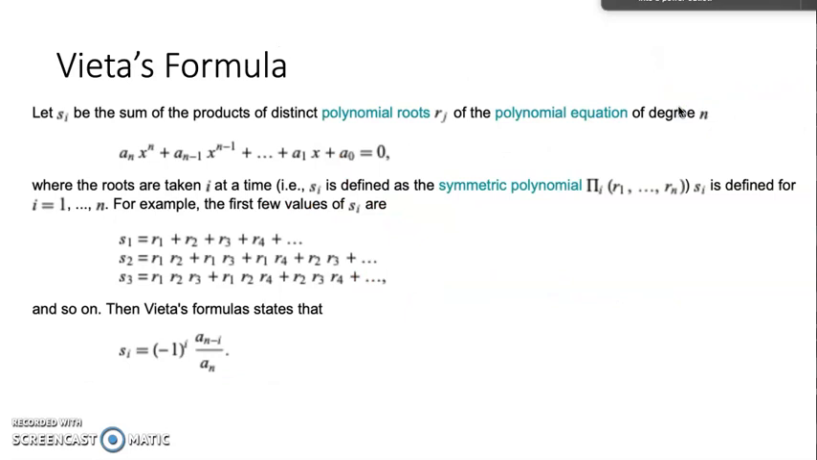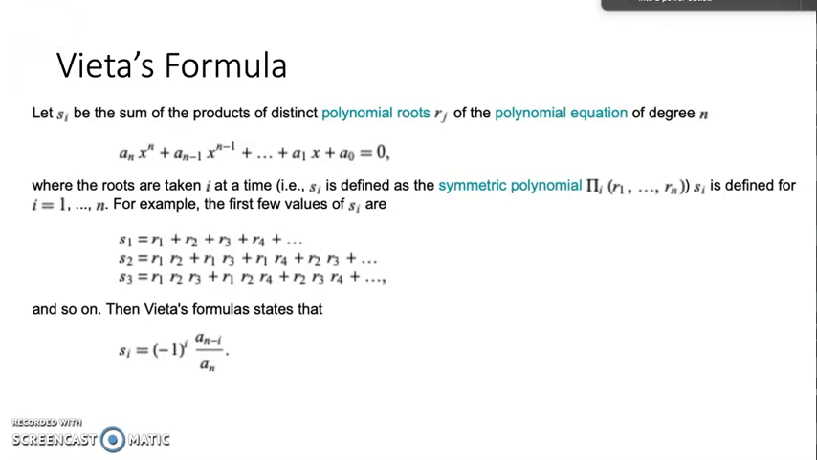The Vieta's formula is used if you want to get the sum of the products of distinct roots of a polynomial taken i at a time. The Vieta's formula states that S sub i is simply equal to -1 raised to i times the quotient of a sub n minus i divided by a sub n. So, what does this formula technically mean?